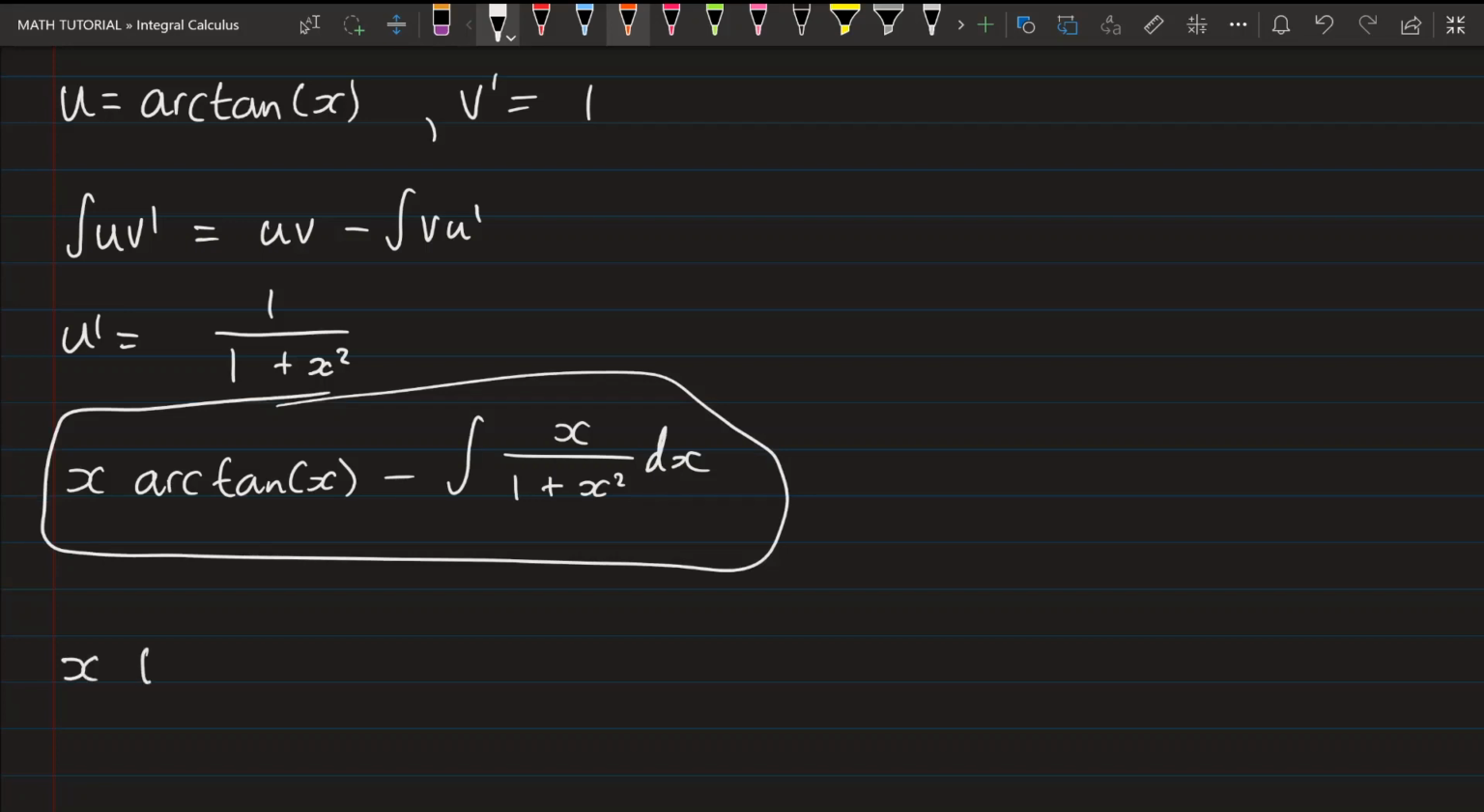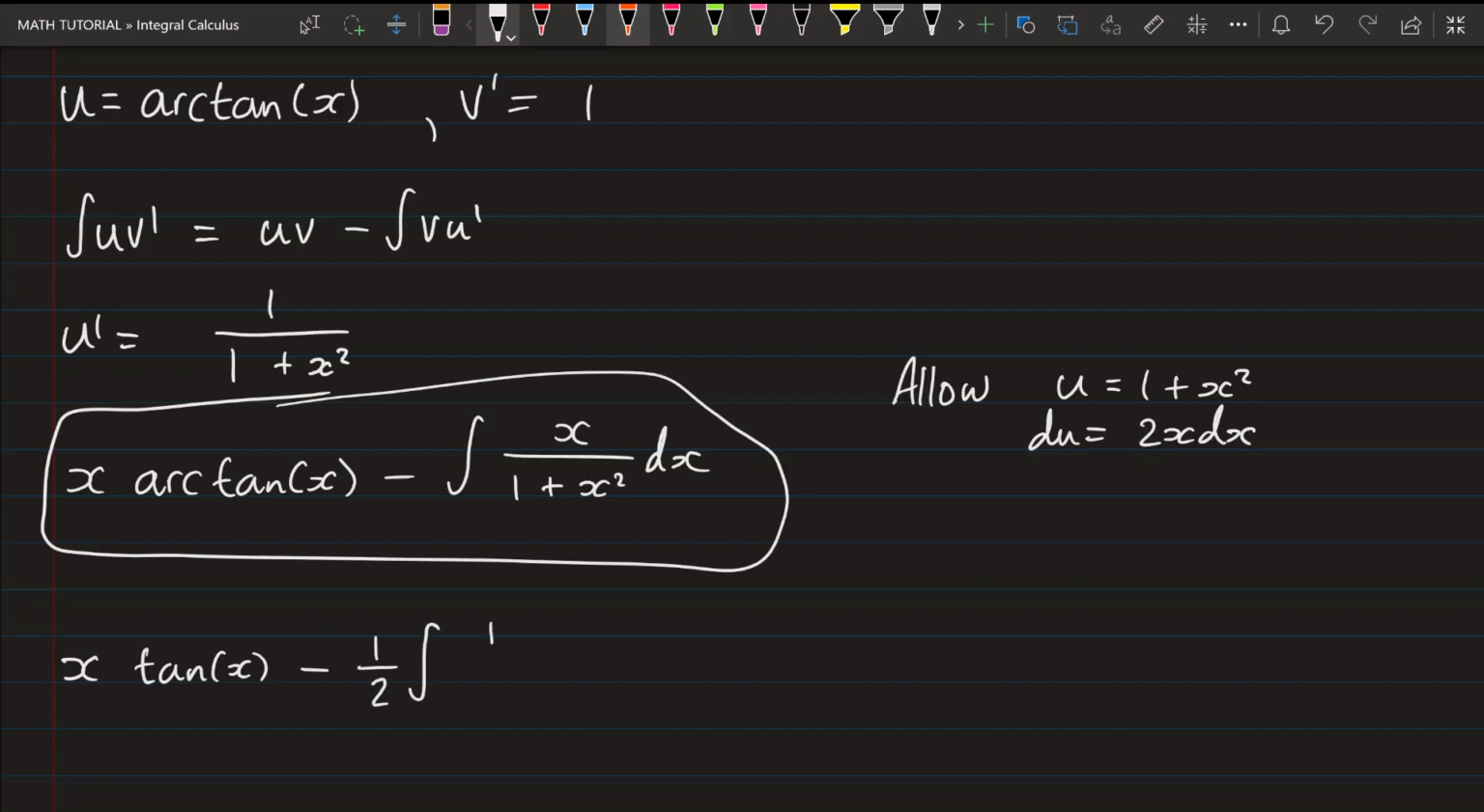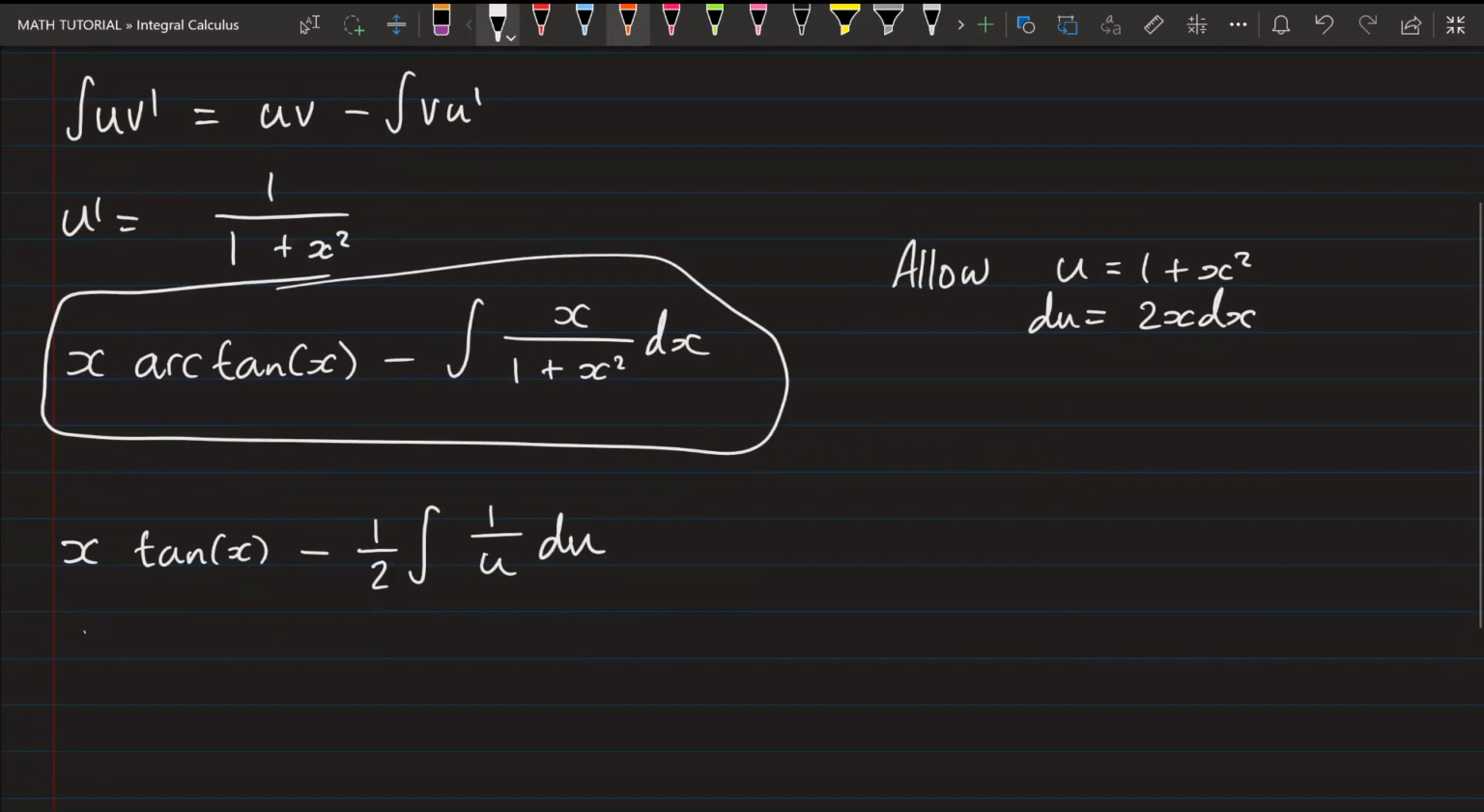So we go x arctangent of x, take away, and if we allow u to equal 1 plus x squared, then we get du is nothing but 2x dx. Now we can rearrange for x dx by dividing both sides by 2. So we get a half of the integral of 1 over u du.